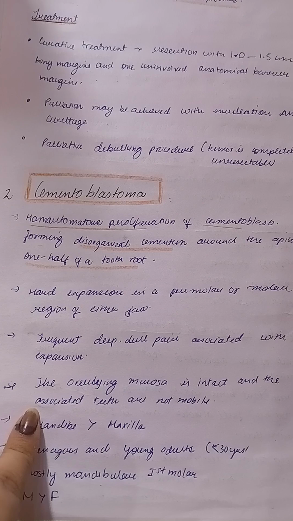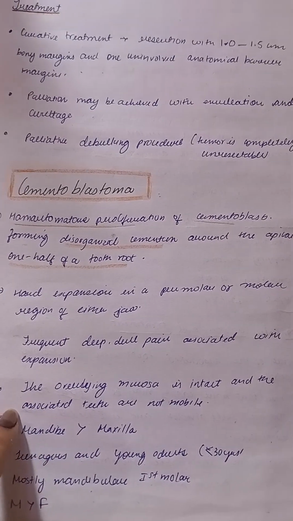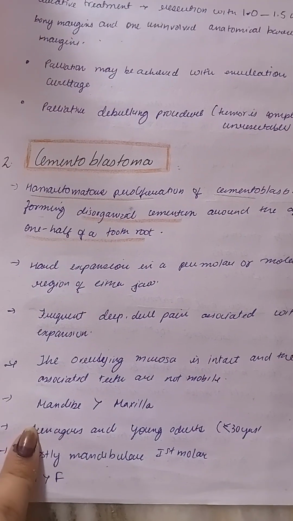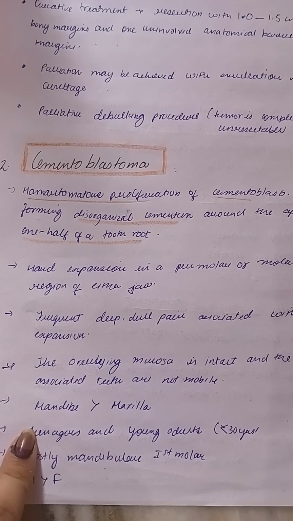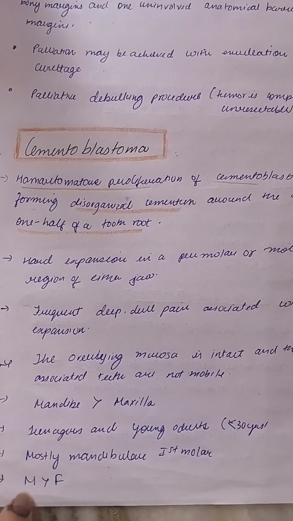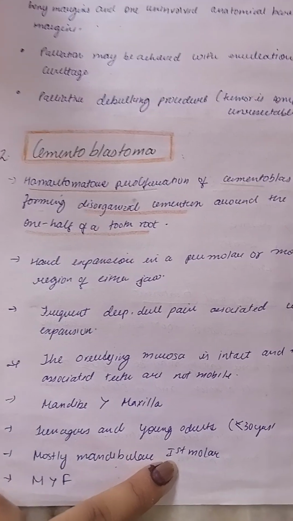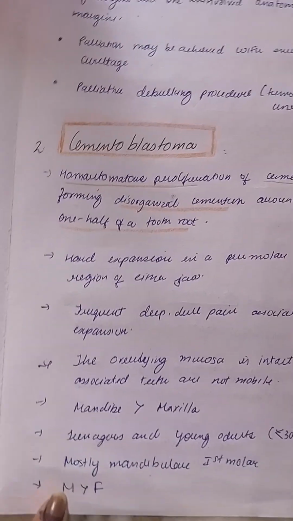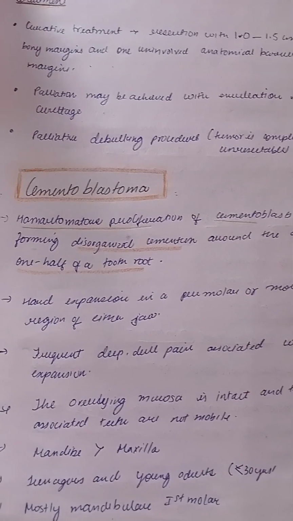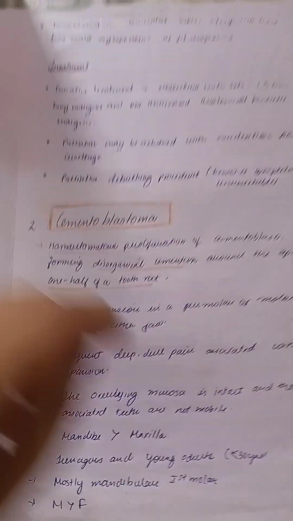The overlying mucosa is intact and the associated teeth are not mobile. In cementoblastoma, the teeth are not mobile and the overlying mucosa is completely intact. Mandible is more commonly affected than maxilla. Teenagers and young adults, that is less than 30 years of age, are mostly affected, mostly the mandibular first molar. In the mandible also, the first molar is more commonly affected, and males are more commonly affected than females. In odontogenic myxoma, females are more commonly affected, but in cementoblastoma, males are more commonly affected.